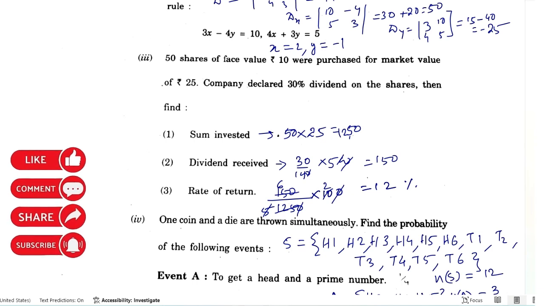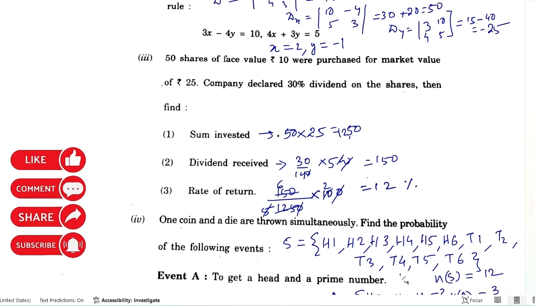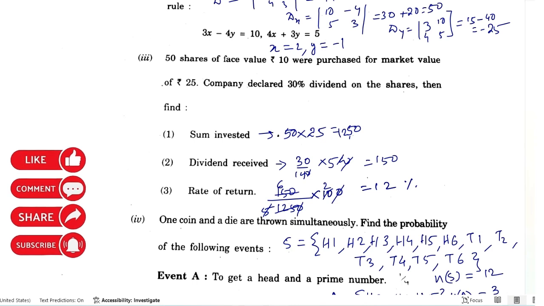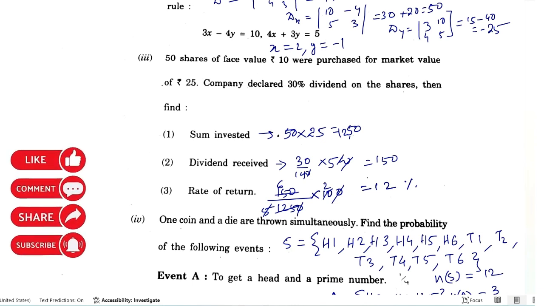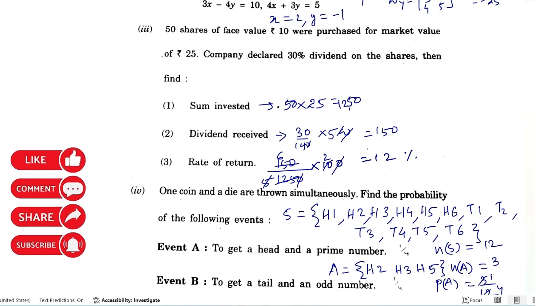So 30% of total face value of 50 shares, which is 500. So that should give you 150. Rate of return, dividend divided by the sum invested. So 150 by 1250 into 100. I think it should give you 12%.